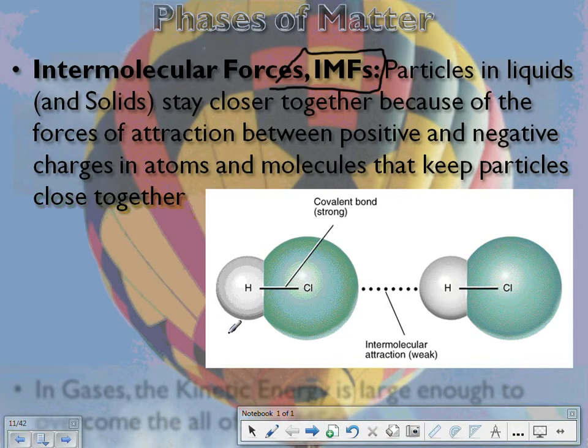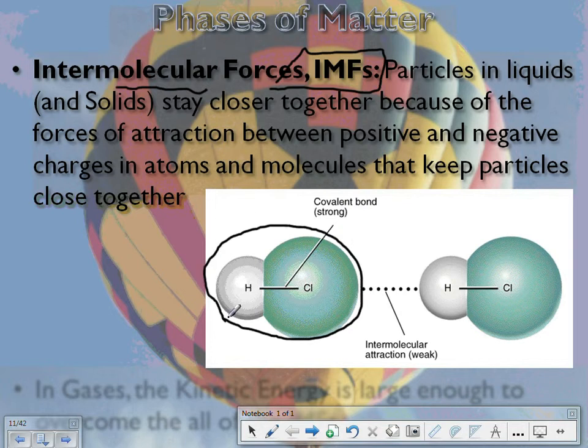Okay, so IMFs, look at this part of the word, molecular. Molecular means a molecule. Here's a molecule of hydrogen chloride. And inter, like the interstate highway, means it goes between two molecules, so from one molecule to another. Intramolecular would be right here, the bond between two atoms in a molecule, hydrogen and chloride. That's called intramolecular, because it's within the molecule. But we're looking at intermolecular, so between two molecules, not within one molecule.